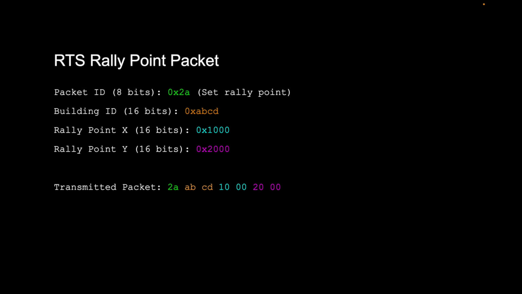The packet for this looks something like this. After specifying the packet ID for set rally point, you then specify the building and the X and Y coordinates that you wanted to set it to. Now, they had no checks to make sure that the building was actually one of your buildings. And because of this, it was possible to set the enemy's rally points to an arbitrary location of your choosing, for example, in front of your defenses. So every time they produce a unit, it runs off to get shot by one of your towers.